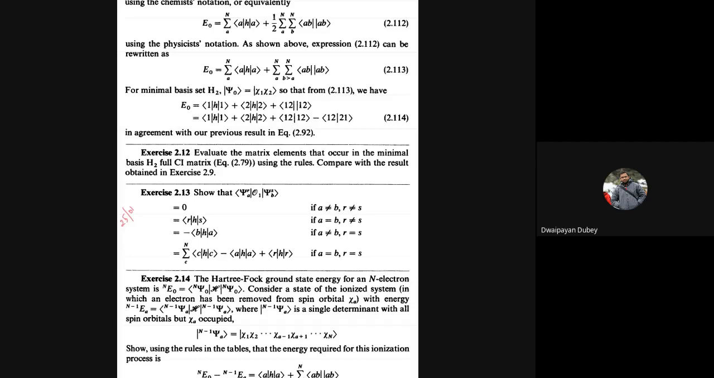So this is what is called an excited determinant. There is a ground state which is ABCD, and psi A to R is one excited state, and psi B to S is another excited state. Or they may be the same if A equals B and R equals S.